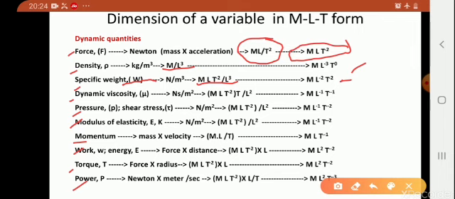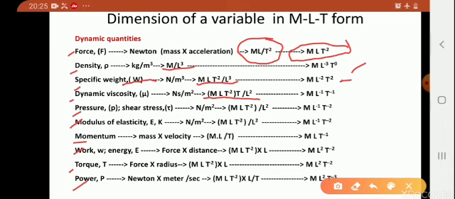We know the unit of dynamic viscosity is Newton second per meter square. Newton means M L T raised to minus 2. Second means time, so T here. Then divided by meter square, meaning length square. So you will get this MLT form.